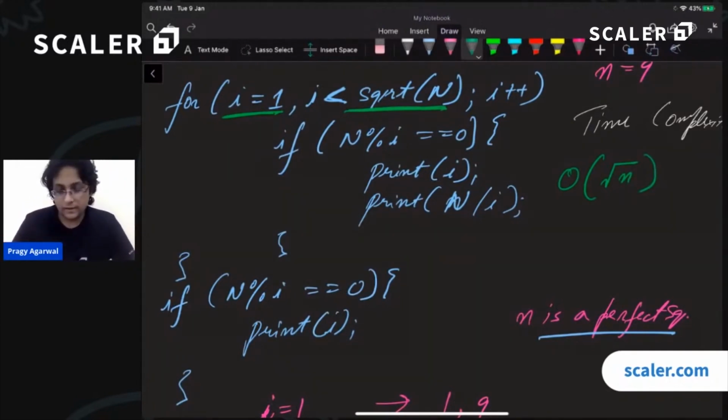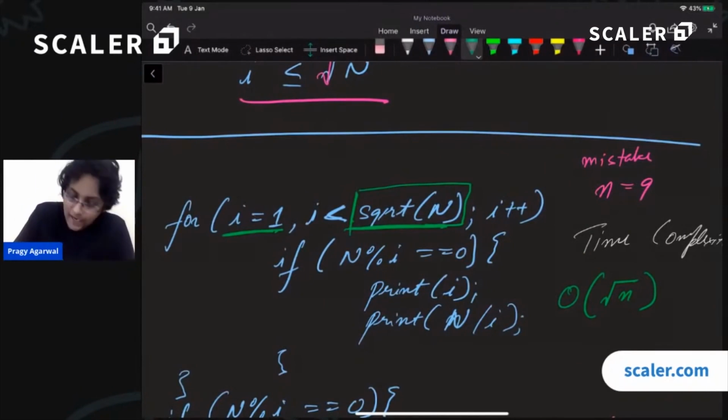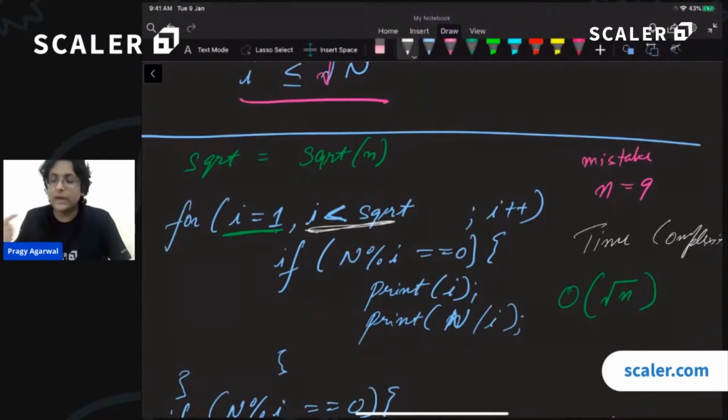There is one more thing over here: if you were actually using a function to calculate the square root of n, you would not do this again and again. Right? You will calculate the square root of n outside, say sqrt equals square root of n, and then just use that variable, so that whenever you hit this condition, you don't have to calculate it again and again. So this will give us the correct code, and the complexity will be order of square root of n.